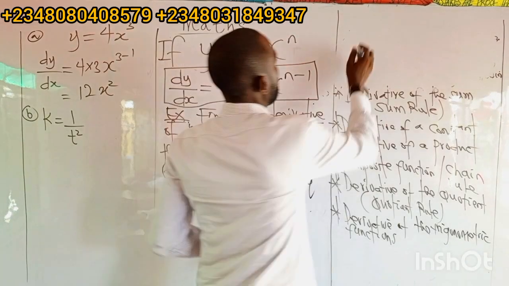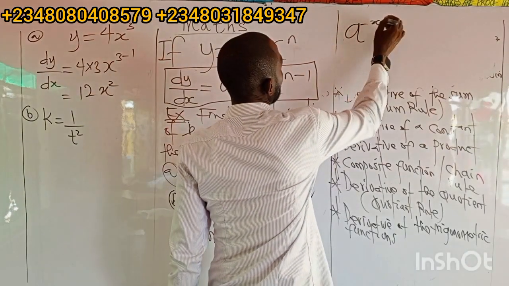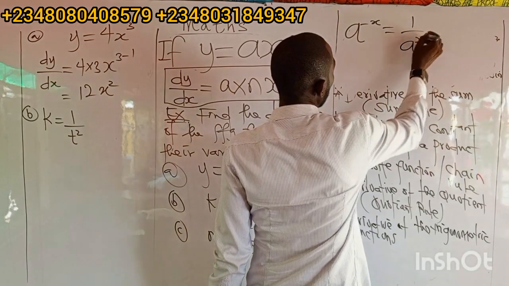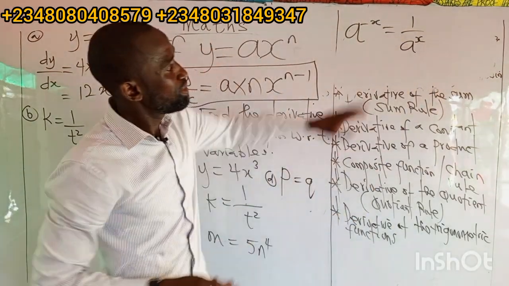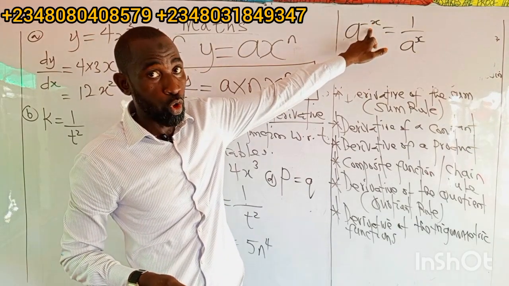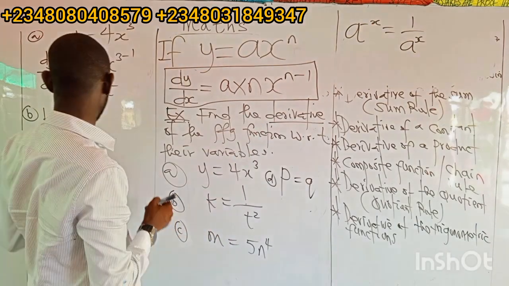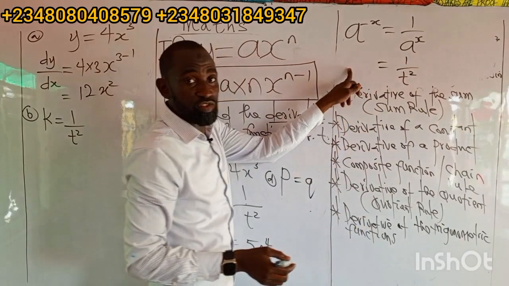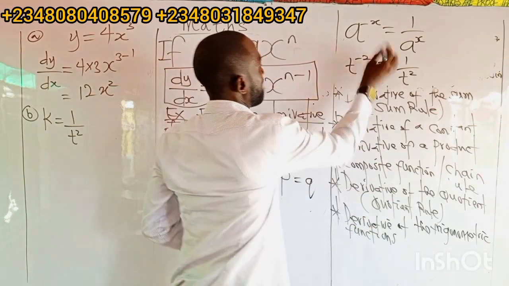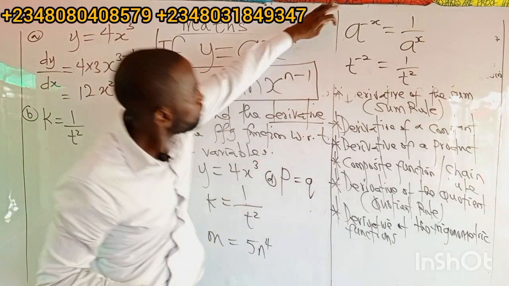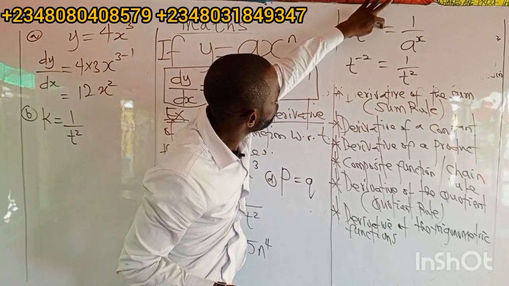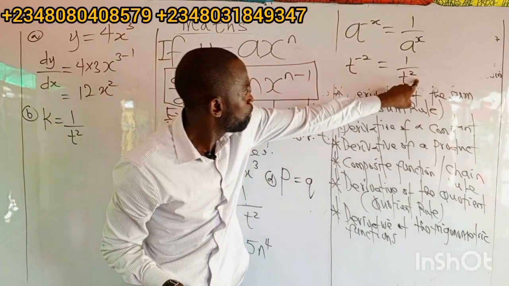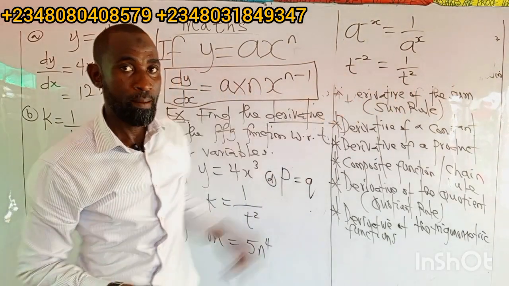If I have a raised to power minus x, our result will be equal to 1 over a raised to power x. This is what we call the negative power law under indices. So 1 over t squared, in index form, will be t raised to power minus 2. Are you with me now? Because we have a raised to power minus x equals 1 over a raised to power x. So this 1 over t squared will be equal to t raised to power minus 2.